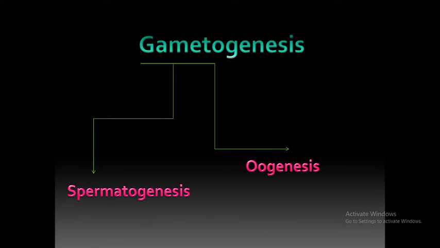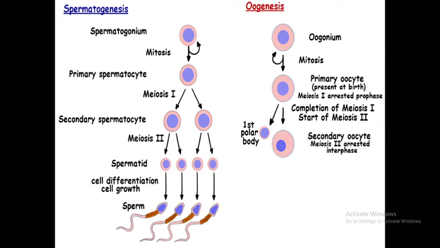Now, if we consider the process of gametogenesis, the first and important process in the individual is the formation of gametes. This process of formation of gametes is called gametogenesis. As the sexes are separate, if the individual is producing sperms, the process of formation of sperms is called spermatogenesis, and the process of formation of an egg is called oogenesis.